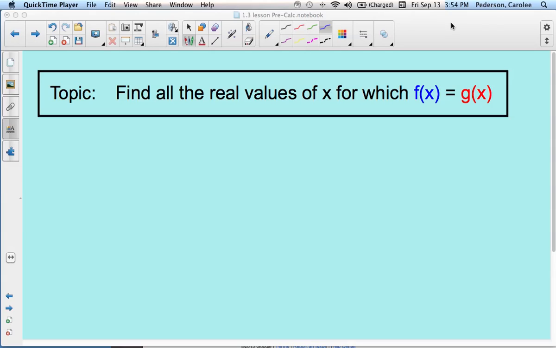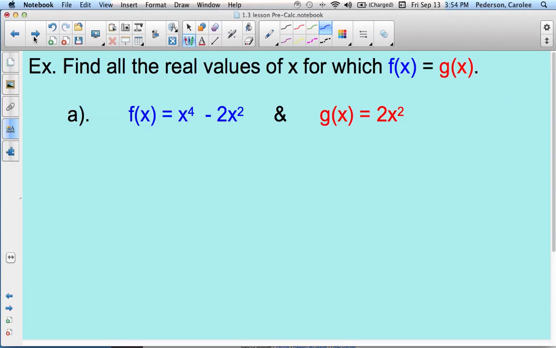This video focuses on finding all the real values of x for which the two functions equal each other. Two examples on this video. In this first example, we have an f of x function and a g of x function, and we want to set them equal to each other.